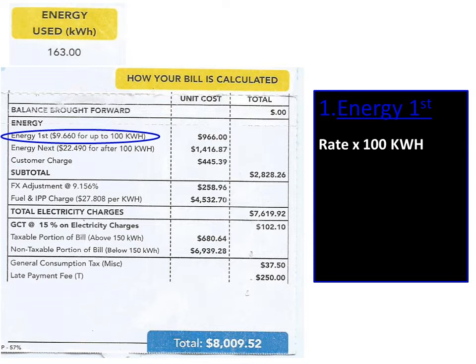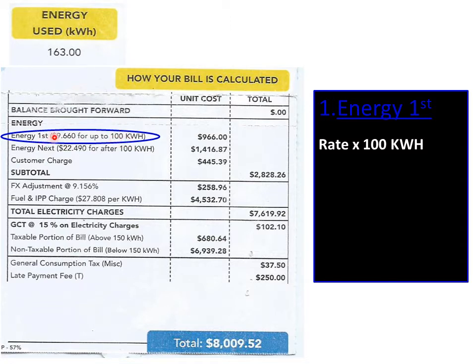We multiply the rate, I'm sorry about that, the rate times the 100 kilowatt hours. Now you must be wondering what do I mean by rate? Rate is just the fixed price charged for something. Now on this bill, the fixed price is 9.66 or $9.66. That's how much JPS charges you for every kilowatt up to 100.